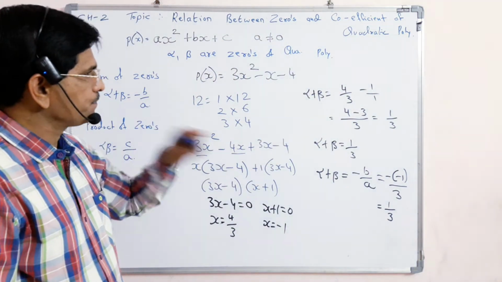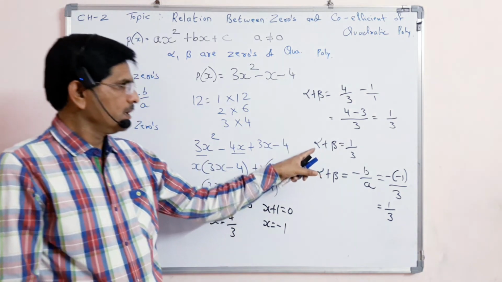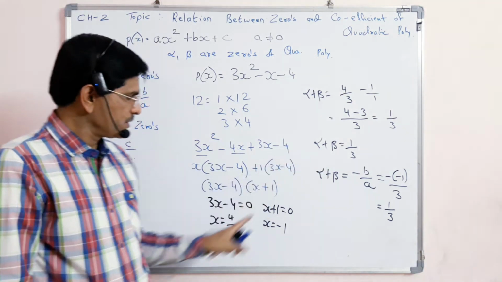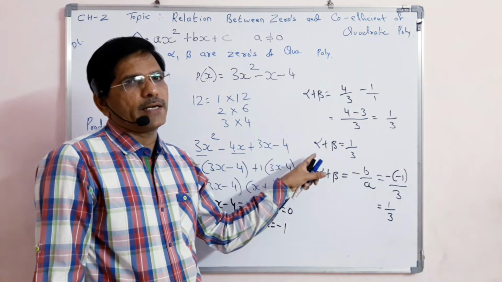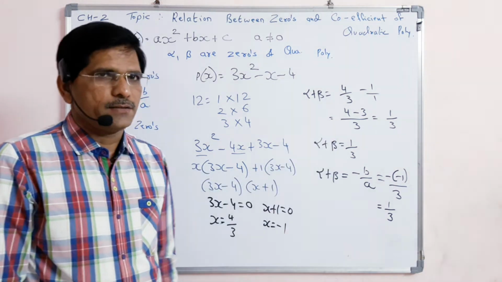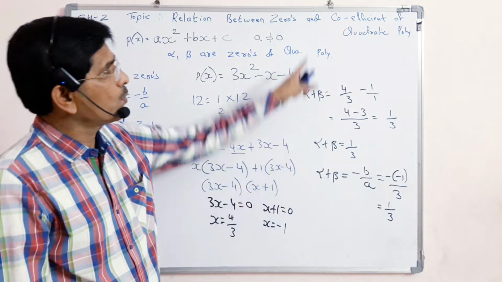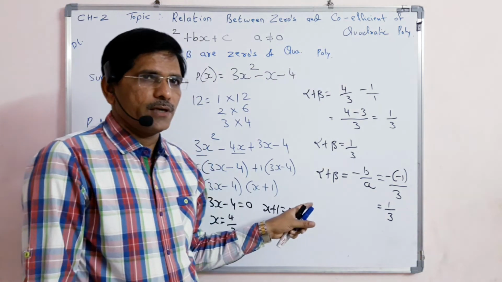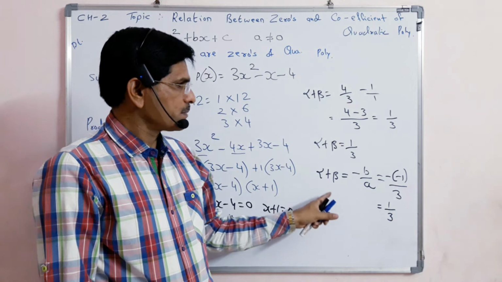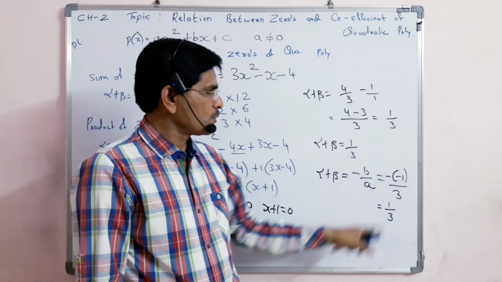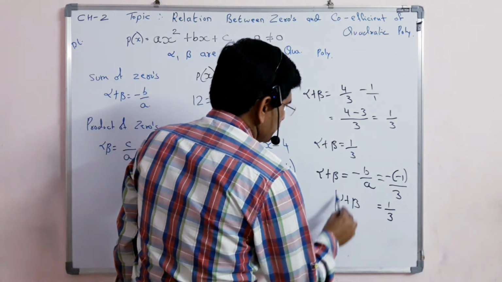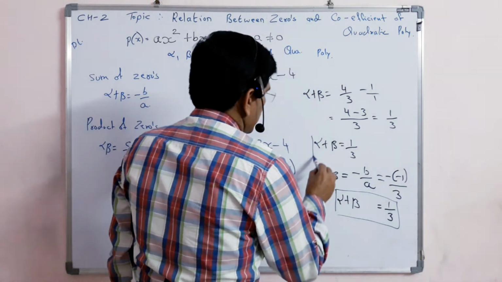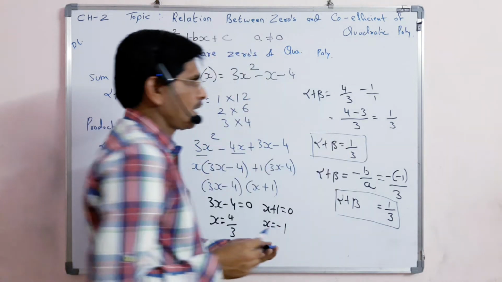So we have found the zeros. That is, alpha plus beta, the sum of zeros, is 4 by 3 minus 1. If we simplify it, we get alpha plus beta as 1 by 3. And by using the coefficients of the quadratic polynomial, again alpha plus beta is minus b by a, which is equal to 1 by 3. So if you compare these, we get the same answer.